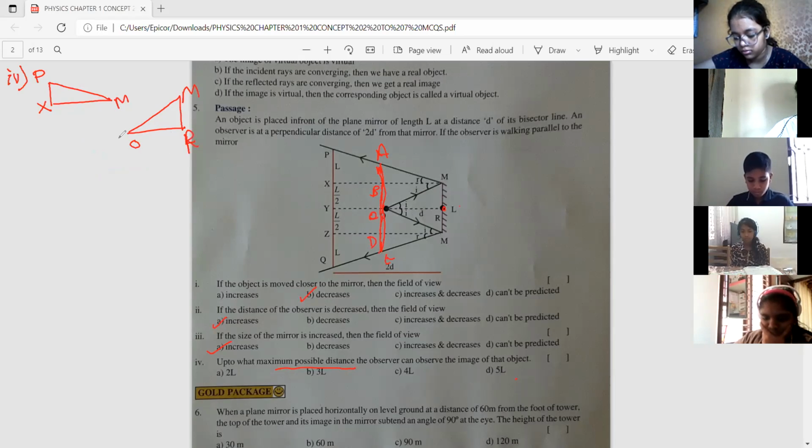L is the total length. Now you can observe, children, in this figure, the total length from here to here is L. Half of it is how much? It is L by 2, right? First observe everyone, later you can write. Concentrate, I'll give you time to write. So the total length is L, and this length M to L is L by 2, and similarly L to M is also L by 2, right?